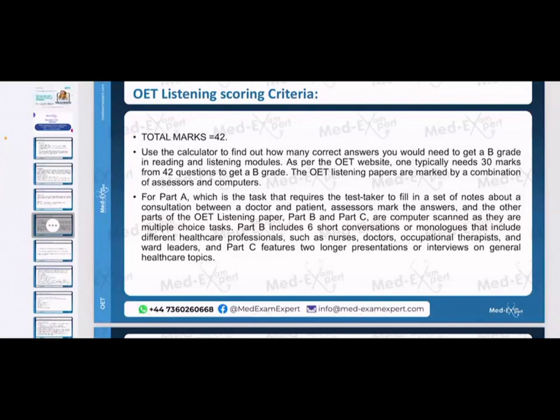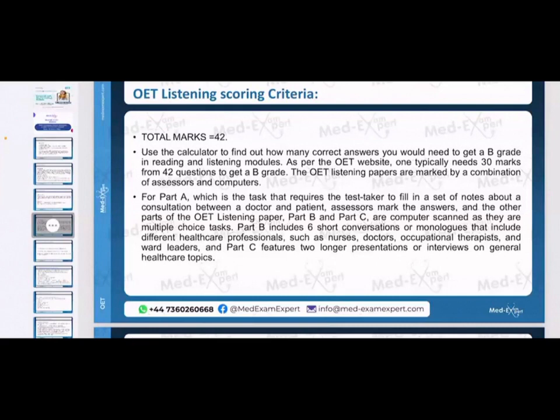As per the OET website, one typically needs 30 marks from 42 questions to get a B grade. So you have to score 30 out of 42, which means you have a margin of 12 questions wrong. I would say you should score 30 out of 30 in part A and B, because part A consists of 24 questions and part B consists of 6 questions.